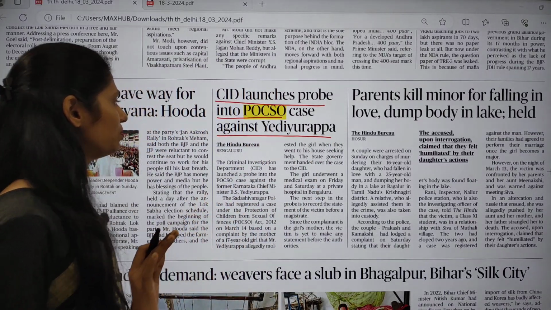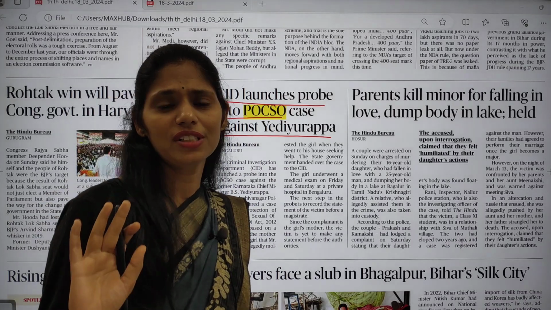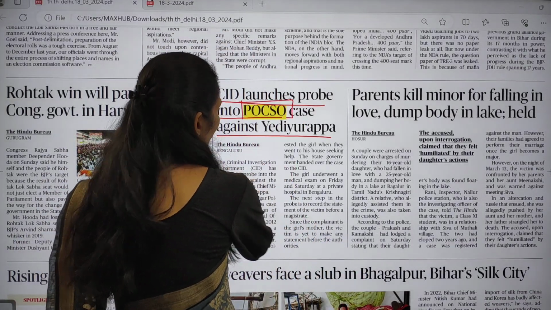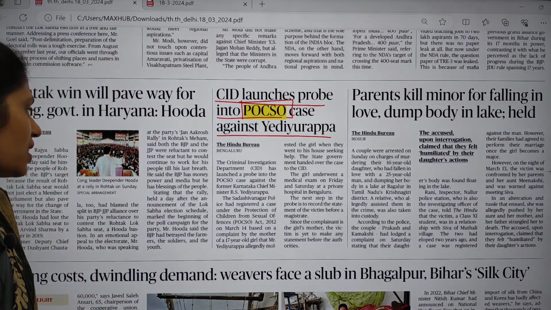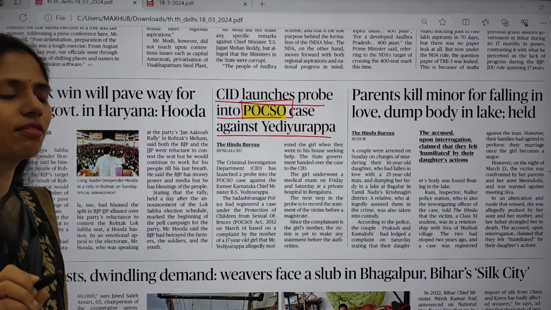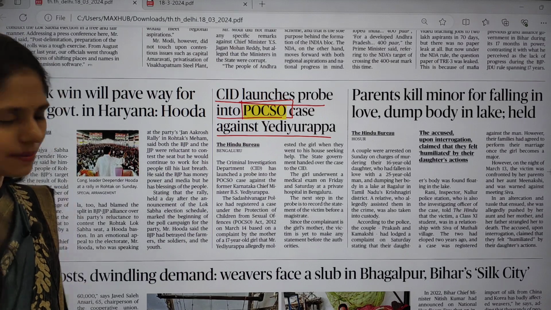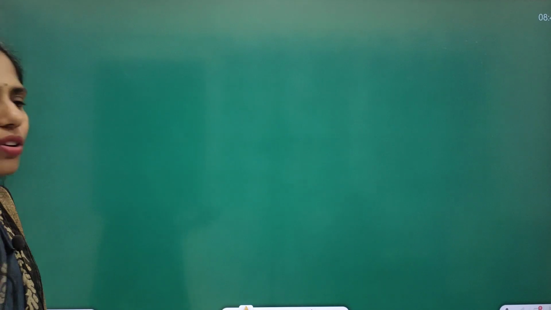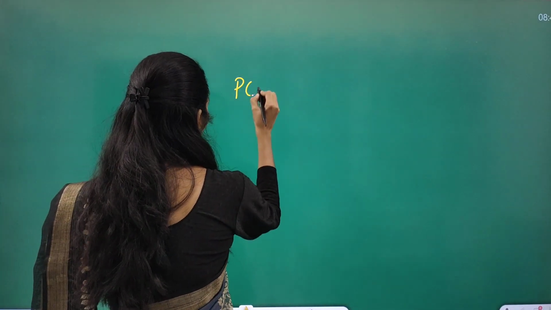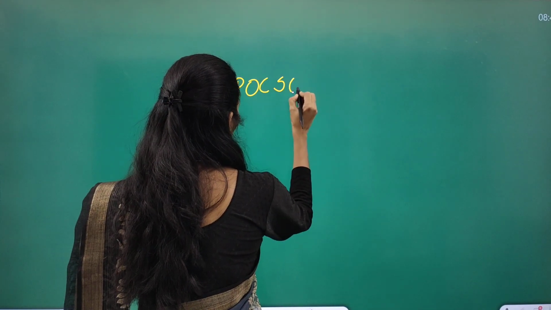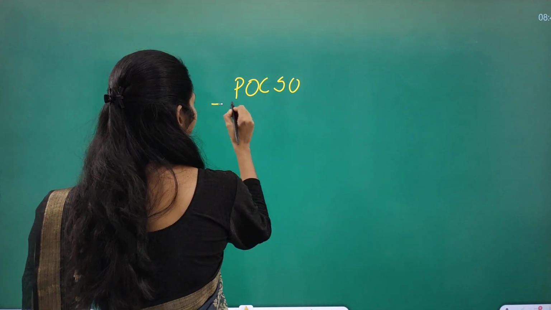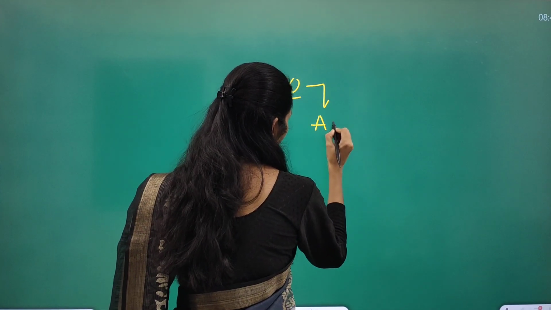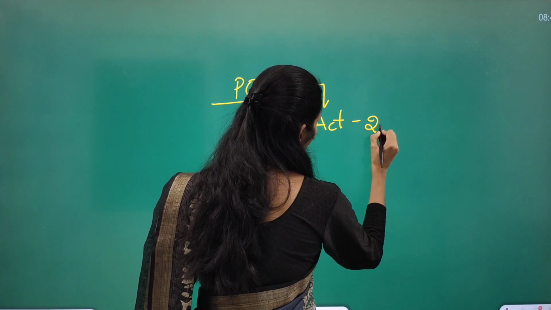We are not going to bother about who Yediyurappa is and what he did, but we are bothered about this POCSO. So what is this POCSO? That is the Protection of Children from Sexual Offences Act. Let us see some dimensions of what you have to see from this article's point of view. When did we come up with this act? In the year 2012.